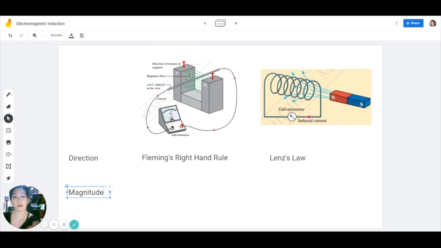Whereas, if we were looking at the factors which affect the magnitude of the induced current, whether it's the first setup or the second setup, both can be explained using Faraday's law.